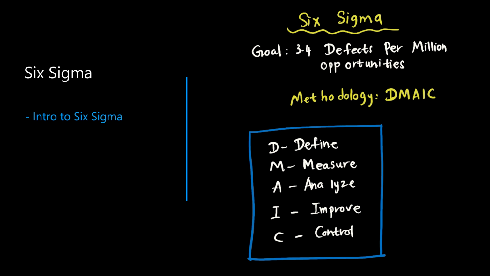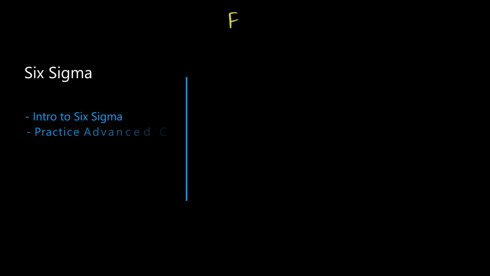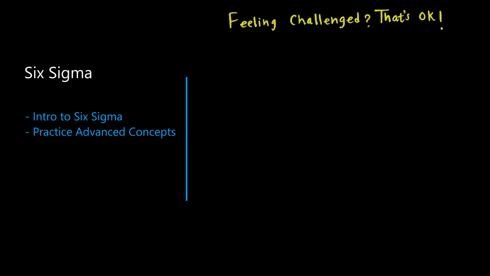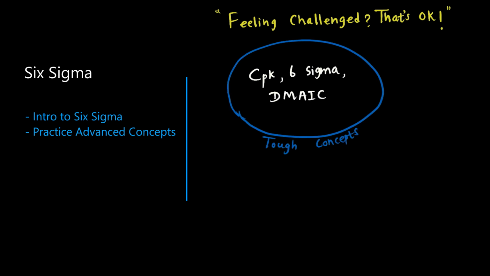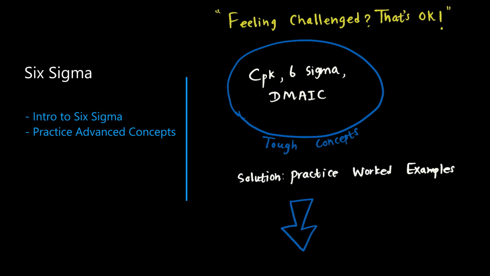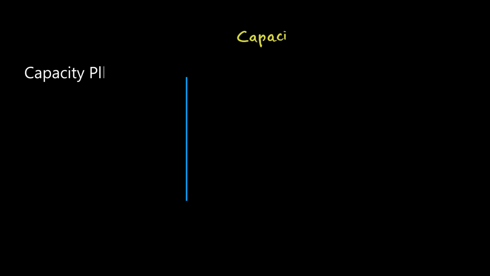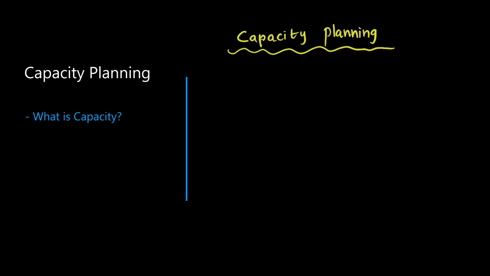It's a highly rigorous and data-driven version of the PDSA cycle we discussed earlier. If some of these more advanced statistical concepts like CPK and Six Sigma feel a bit challenging right now, please don't worry. That's completely normal. They are some of the toughest topics in the course. The best way to solidify your understanding is to see them in action. The free practice question bank in the description has worked examples that will take you through these calculations step by step.